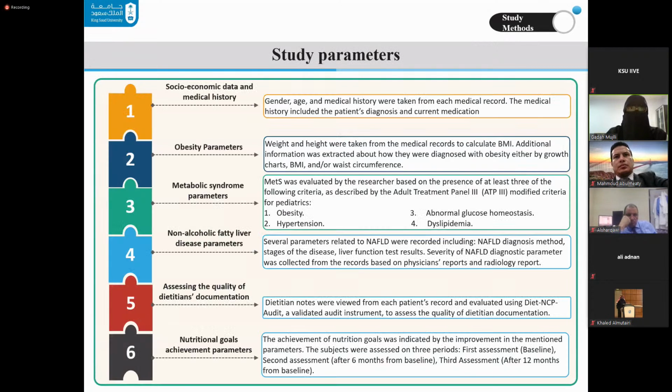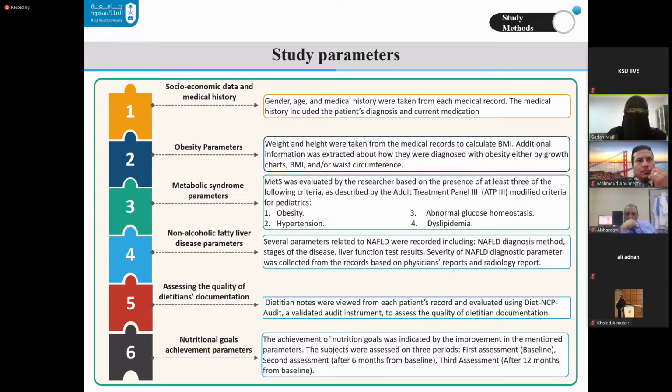We included the following parameters. The first parameters included socioeconomic data and medical history, where we included gender, age, and medical history. Medical history included the patient diagnosis and current medication. Obesity parameters included weight and height to calculate the BMI. We also included the obesity diagnosis method.